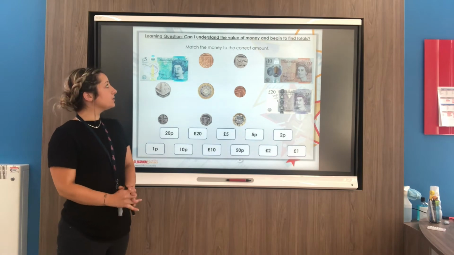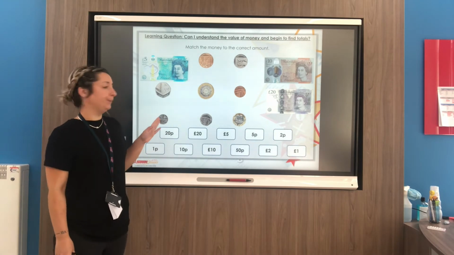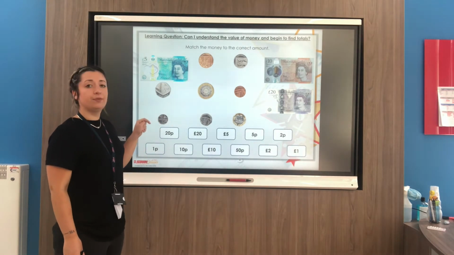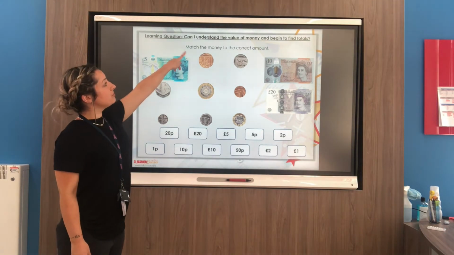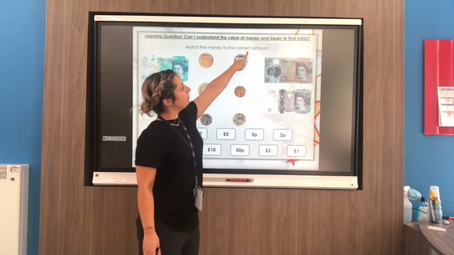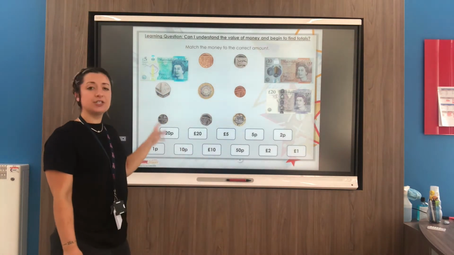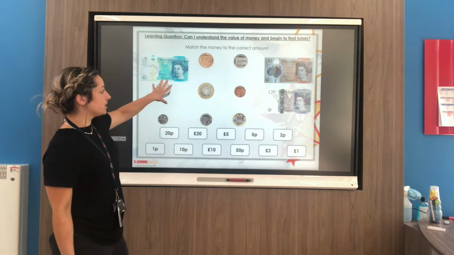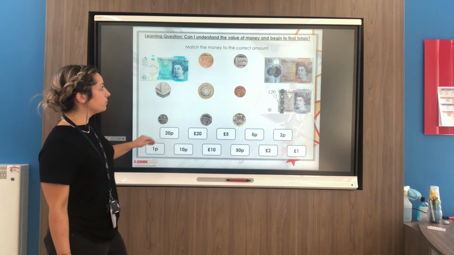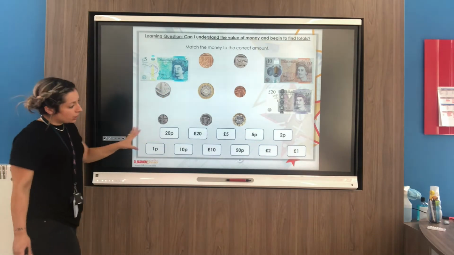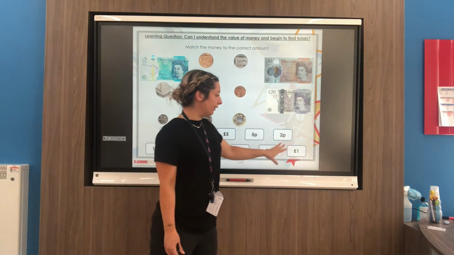Now for Maths this week we are going to be looking at money. And our learning question for today is, can I understand the value of money and begin to find totals? So our first activity is to have a look at the money that's on the board, and we're going to try and match this to the correct amount that's below.